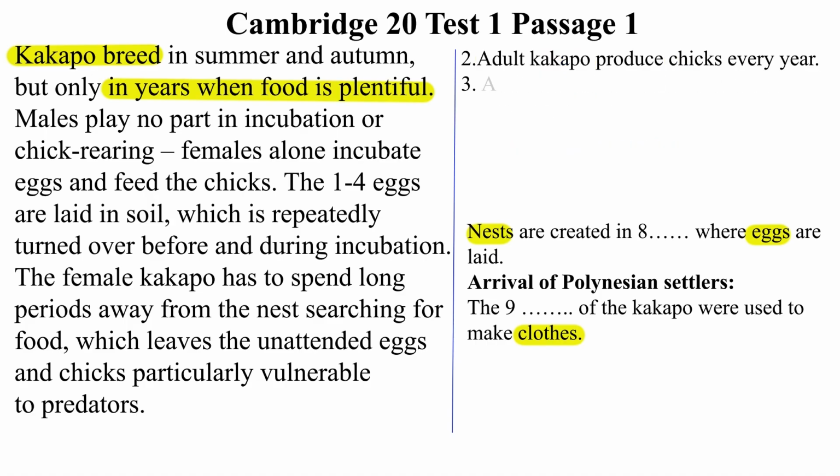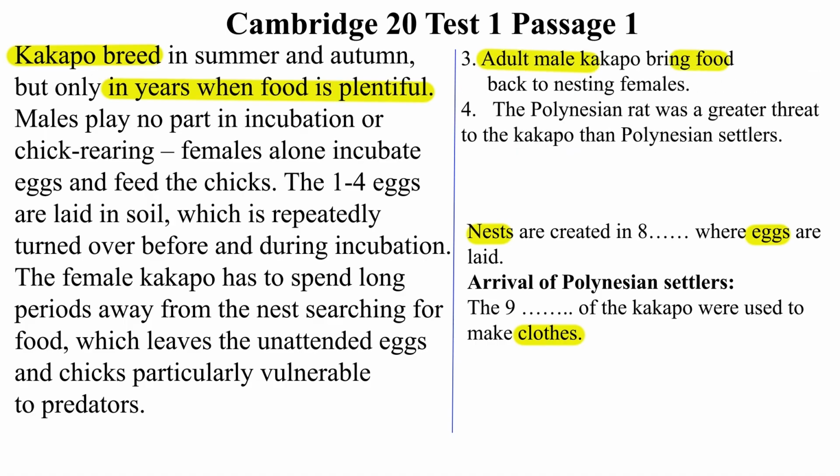Now move to question number 4. The Polynesian rat was a greater threat to the kakapo than Polynesian settlers. Here the keywords are the Polynesian rat and Polynesian settlers, and the target is greater threat.